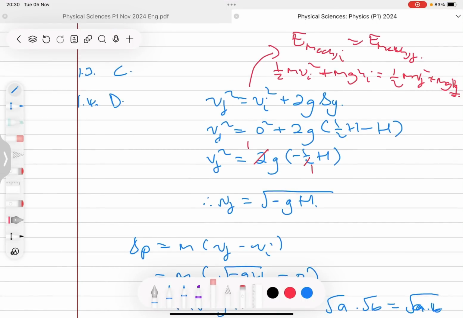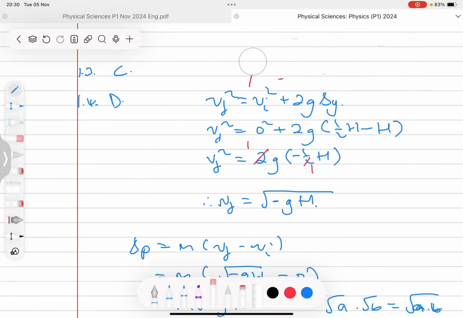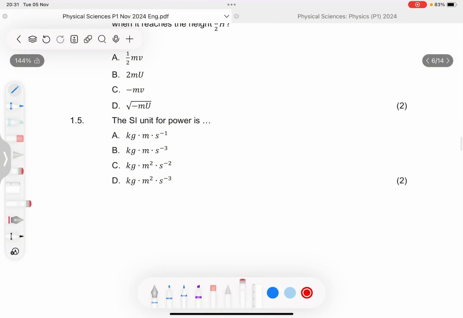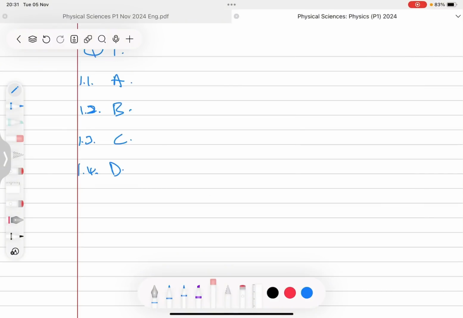Please try this question using the conservation of mechanical energy and see if you get the same answer. We'll now jump into question 1.5. That says to us, the SI unit for power is, right? And I can see they've given me the kg meters per second, kg meters per second to the power negative 3, and so forth.